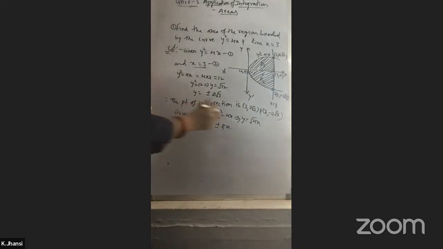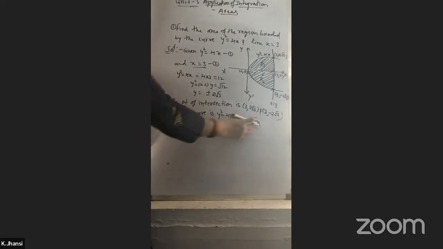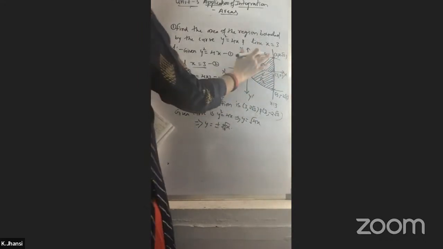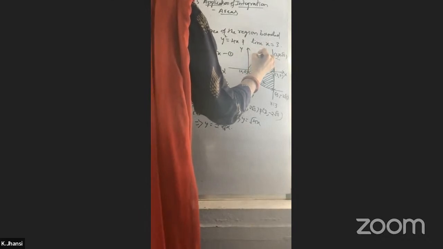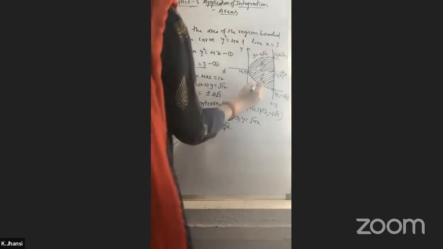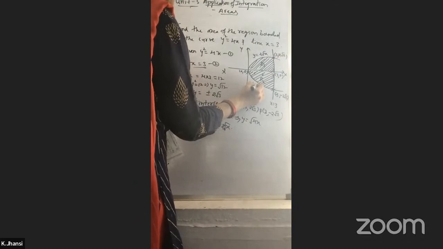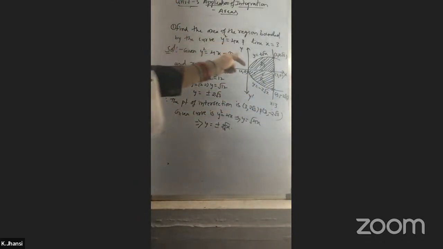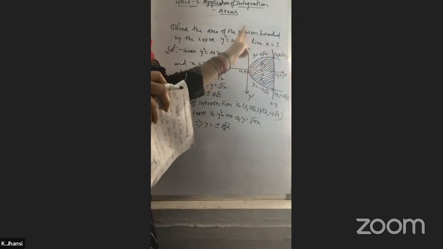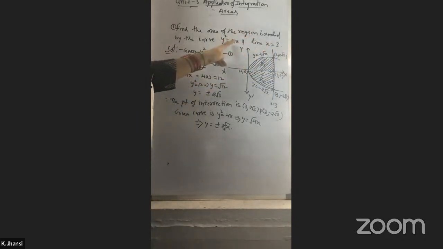2 root x, no? Plus or minus 2 root x. 4 is 2 and x is root x. So here whatever the curve you have on the upper part, this is y equals 2 root x, and whatever the down part you have, y equals minus 2 root x. Okay. So this is the parabola. Parabola equation is y square equals 4x.